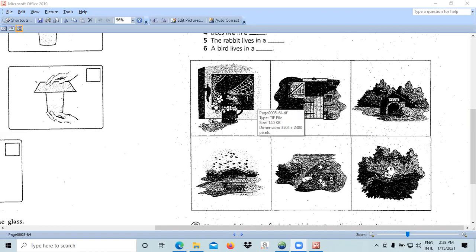Okay, what is this place? This is the hive.